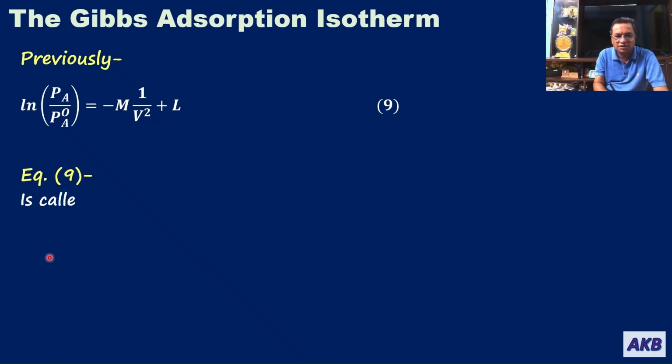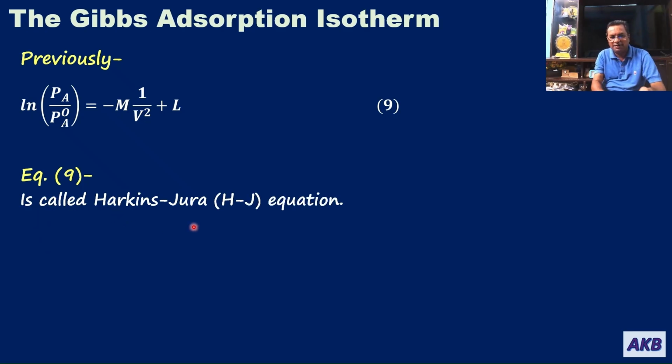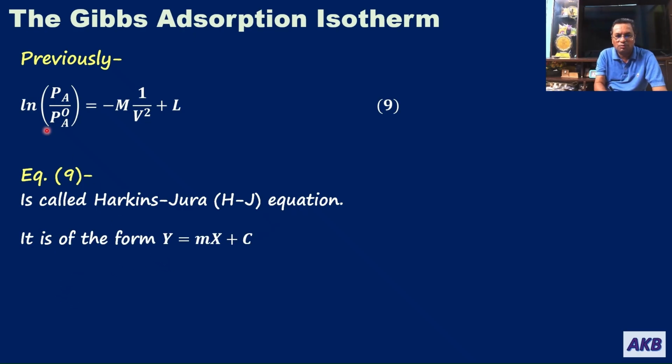Now what can you say about equation 9? Equation 9 is called the Harkins-Jura, that is HJ equation, the isotherm. It is of the form y is equal to mx plus c, the equation of a straight line, where capital Y is nothing but this ln of Pa upon Pa naught and capital X is 1 upon V square. The slope is minus M, and I have just told you what M is, and C is the intercept on the y-axis, which is capital L. You know what capital L is.